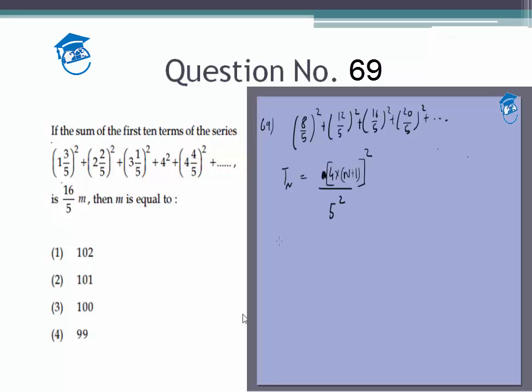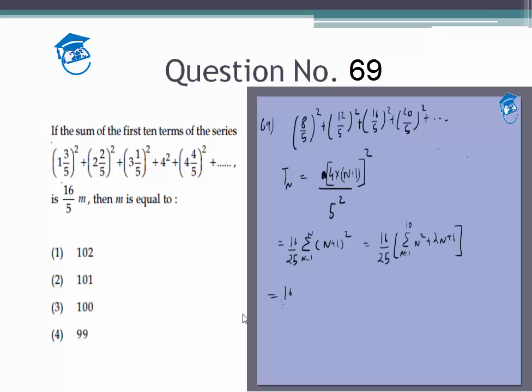So that will be 4 squared by 5 squared, that is 16 by 25, multiplied by the sum from n equals 1 to n of (n plus 1) whole squared. We can write this as 16 by 25 times the sum from n equals 1 to 10 of n squared plus 2n plus 1.